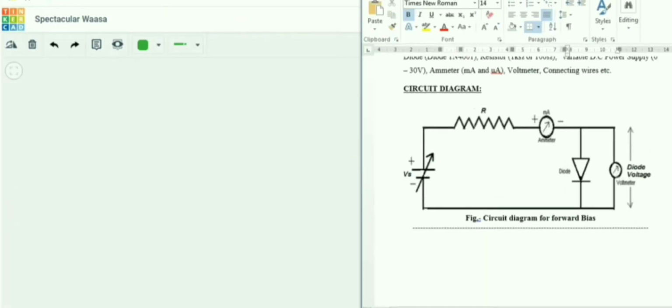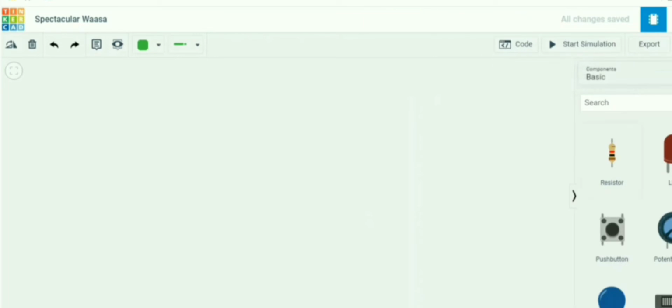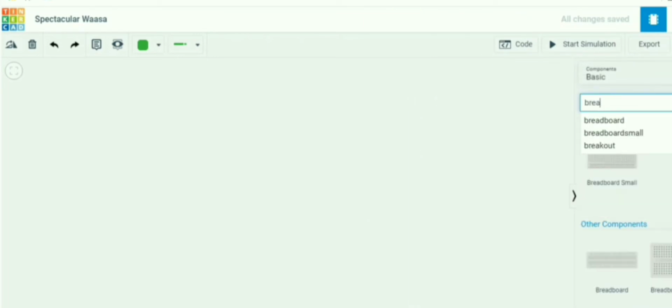First, what is meant by forward bias? When the anode terminal of the diode is connected to the positive of the power supply and the cathode terminal is connected to the negative of the power supply, it is called forward bias. In forward bias, the diode conducts fully, and in reverse bias, it doesn't conduct.